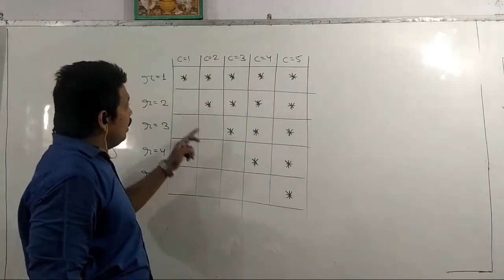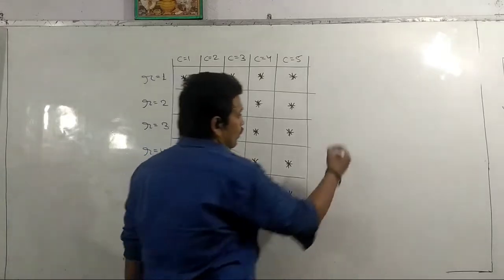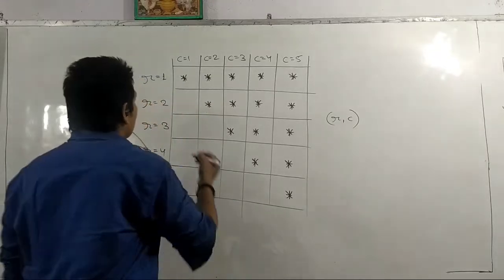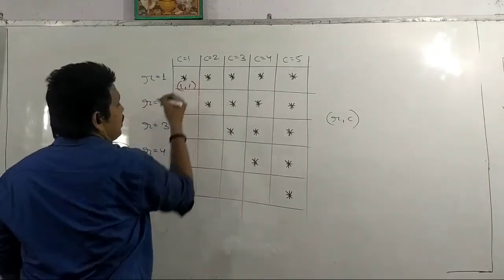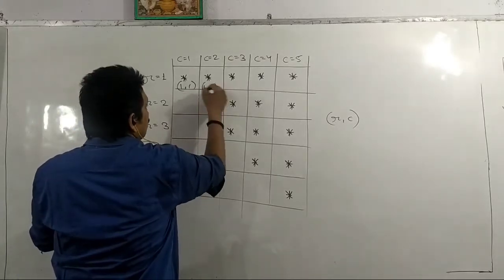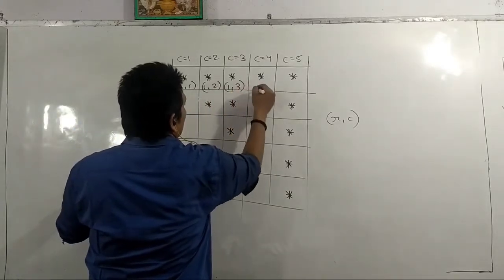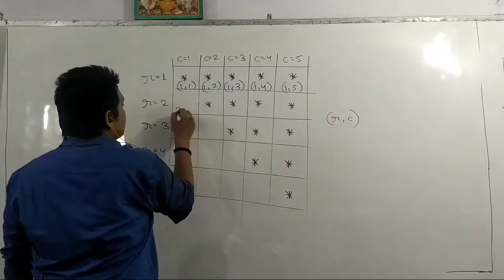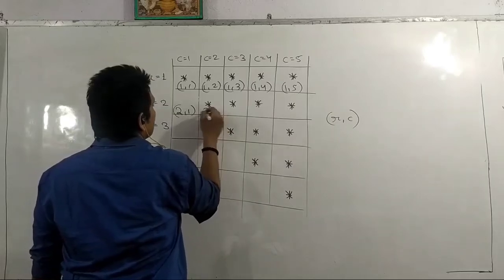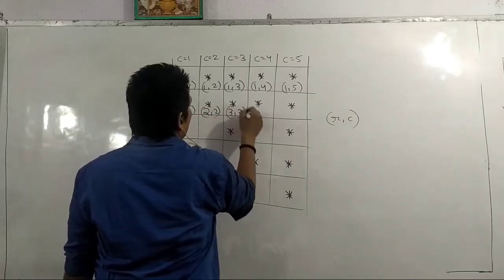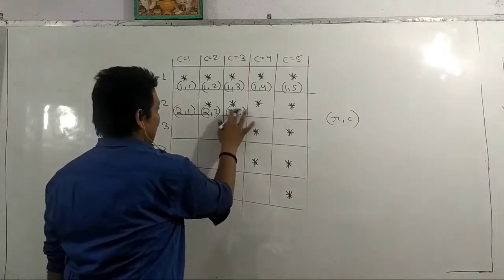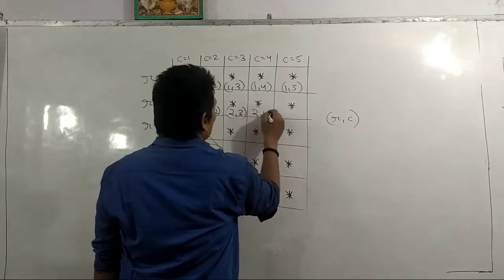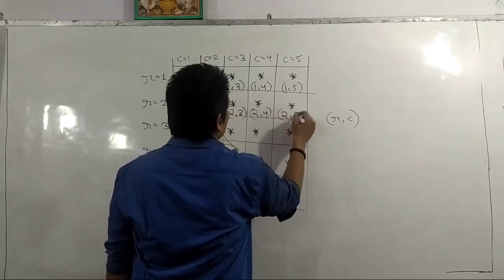Now I will write the location of each grid in terms of R and C. So it is first row first column, first row second column, first row third column, first row fourth column, first row fifth column, second row first column, second row second column, second row third column, second row fourth column, second row fifth column.